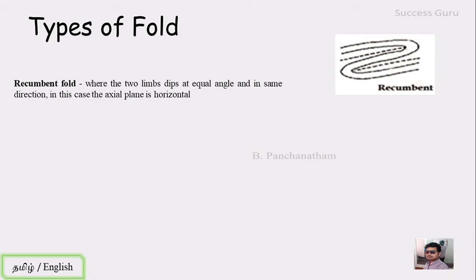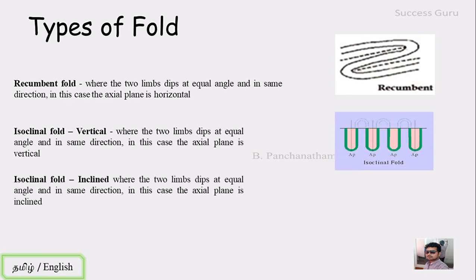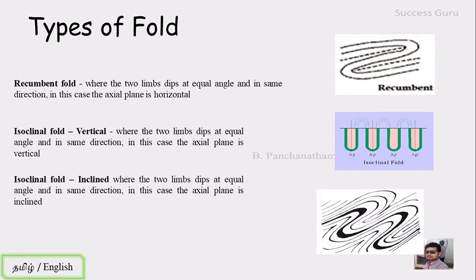Okay. And this can also be another type, that is isoclinal fold, that is vertical, where the two limbs dip at an equal angle and in the same direction, but the axial plane is vertical, right? And the third one is the isoclinal fold, which is an inclined isoclinal fold, where the two limbs dip at equal angle and in the same direction, but the axial plane is inclined. So from comparing all these three, you can say the recumbent fold is also called a horizontal isoclinal fold, right?